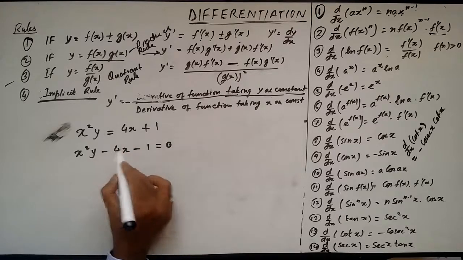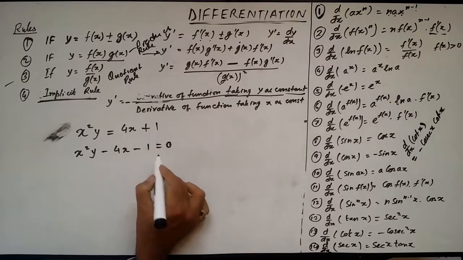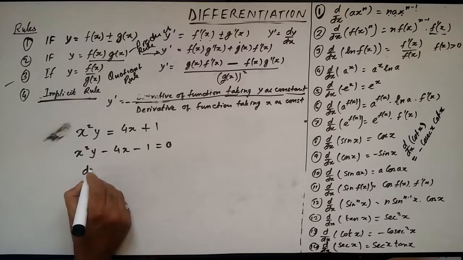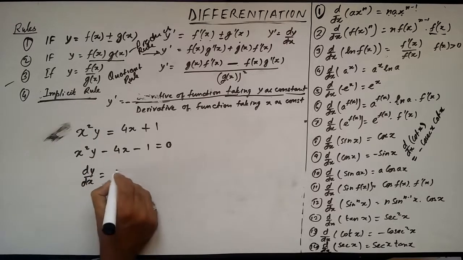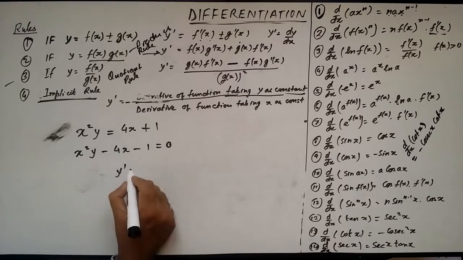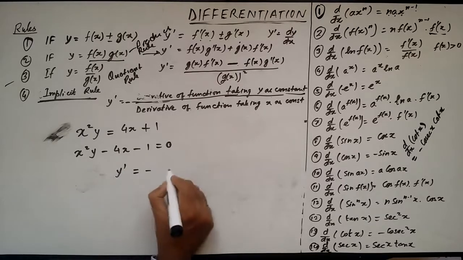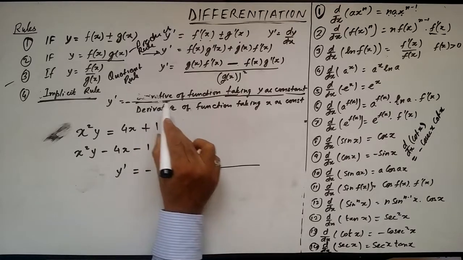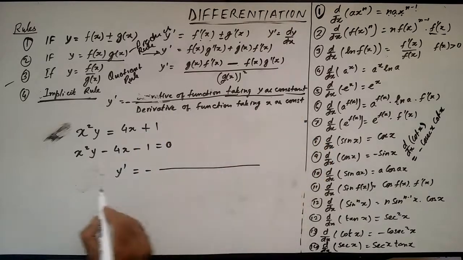So 4x will go there as minus 4x. Plus 1 will go there as minus 1. Now we apply this rule. So dy by dx is equal to y dash, so we will not write this. So y stroke, that is the derivative of this expression with respect to x, is equal to minus, and we make a line.